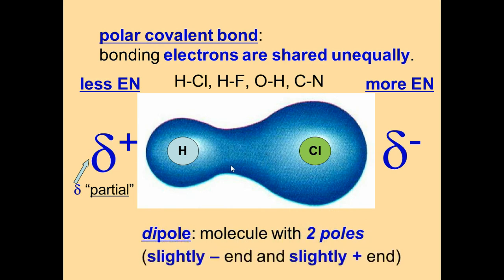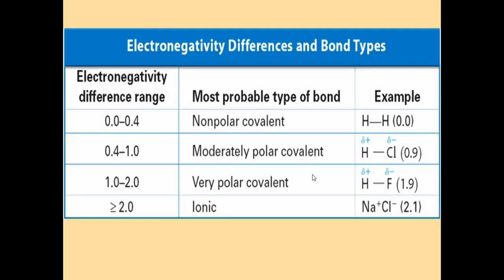And this is called a dipole, a molecule with two poles. So this causes a slightly negative and slightly positive end, just like how Earth has. And here's a chart showing the difference in electronegativity and the most probable type of bond. So if it has the least difference, 0 to 0.4 difference in electronegativity, it's nonpolar. And then if we have a slightly greater difference, 0.4 to 1, then it's moderately polar.